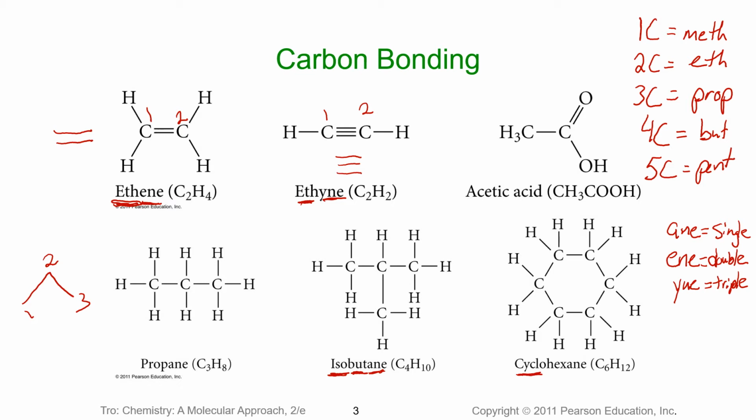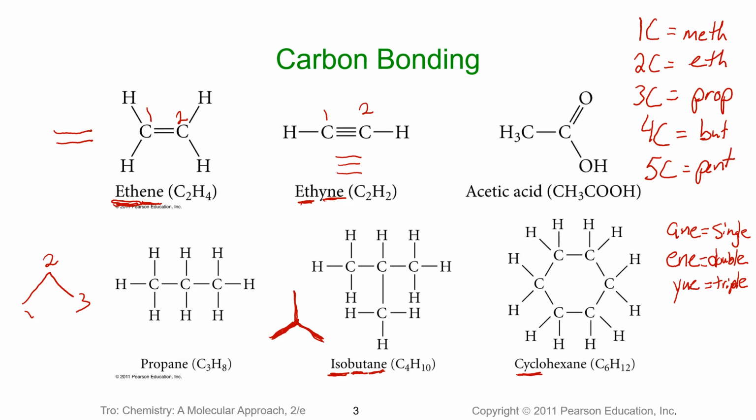So let's look at isobutane. Isobutane has 3 carbons that are in the line, and then we have 1 carbon as the branch. So our isobutane would have that branched carbon coming off the second one in the line.